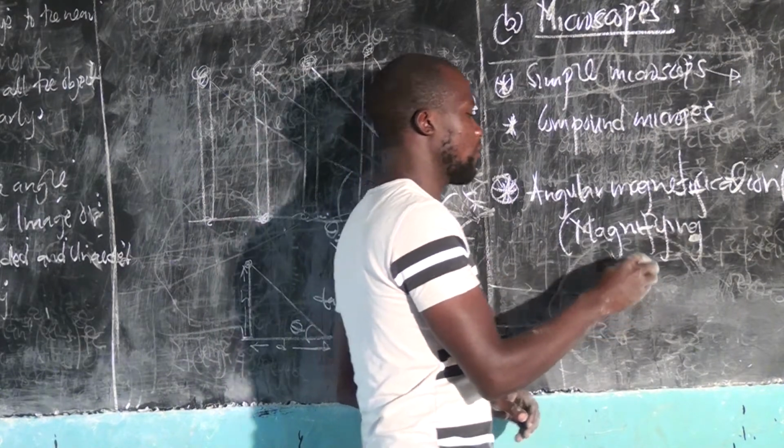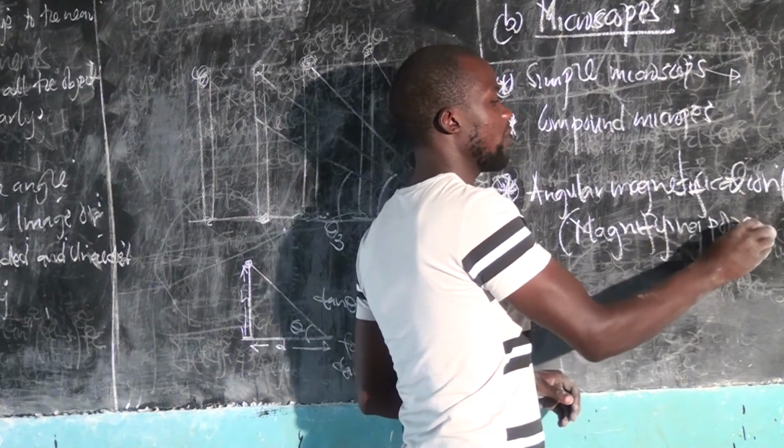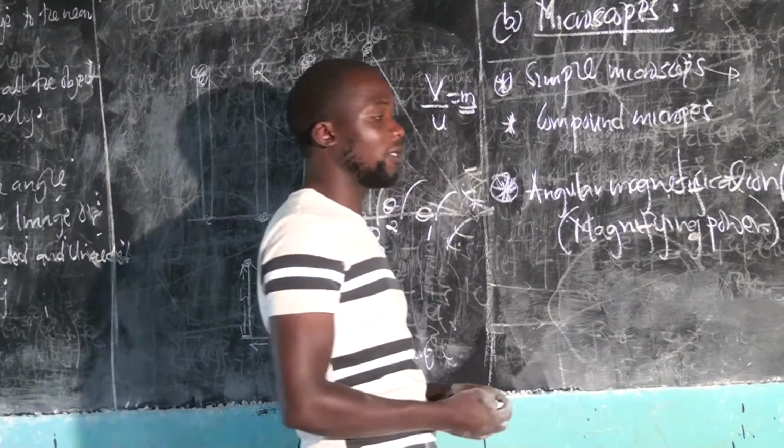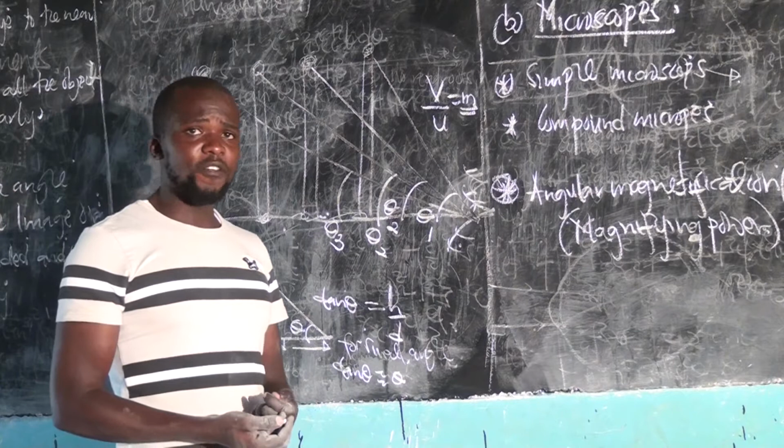So any examiner will always ask you, define magnifying power of a microscope, define angular magnification of a microscope. The definition is the same. Angular magnification.